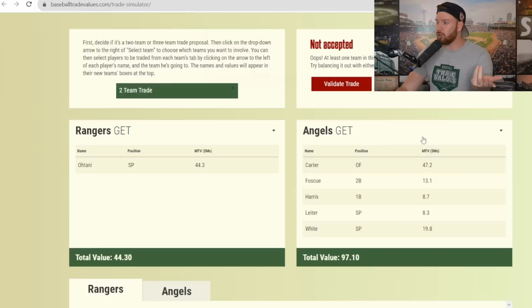Now, if we're looking at this trade, it's a major overpay, especially with Carter involved. He's going to be a really good player, and he has a very high value for good reason. Like I said, having a very good year in the minor leagues. But looking at this, it is such an overpay here. And once again, just a clear lack of understanding of what's going on here when it comes to the values.